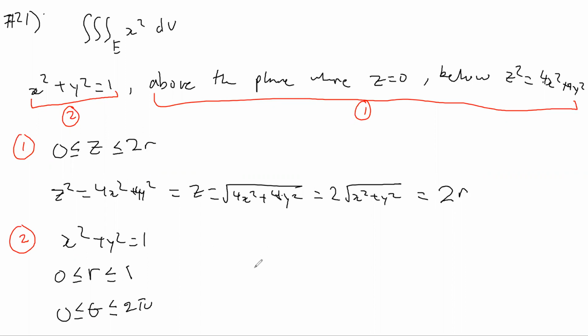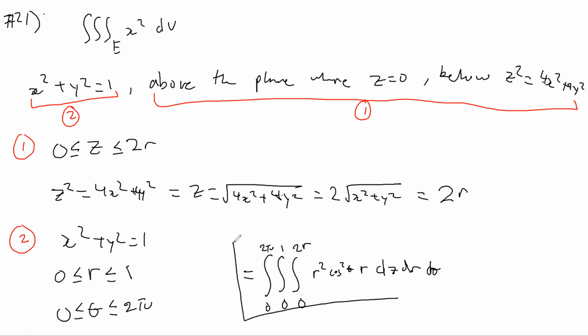Right, so if we set this up, the triple integral is going to look something like this. If we have x squared, that's going to be r squared cosine squared theta, times r, and then we have dz, dr, d theta. And so z is going to be bounded, as we said, from 0 to 2r. r is going to be bounded from 0 to 1. And finally, theta is going to be from 0 to 2 pi. So this is going to be our setup for the triple integral. All right, so that was number 21.